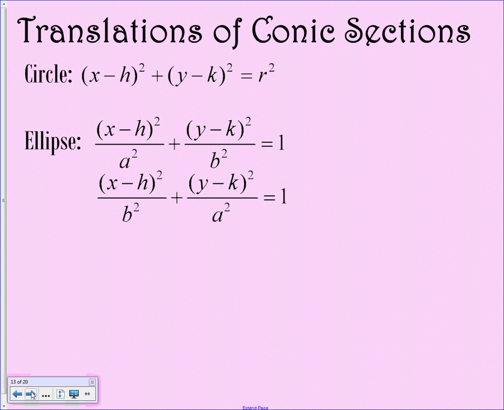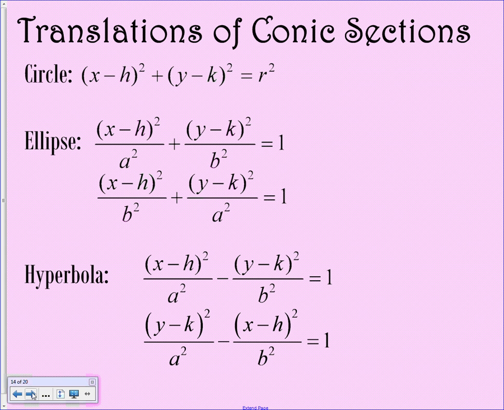For an ellipse, these are the two that you would have. X minus h squared over a squared plus y minus k squared over b squared, or you could have your a squared and your b squared switched around, depending on if it is horizontal or if it is vertical. Okay, so make sure you write those down.